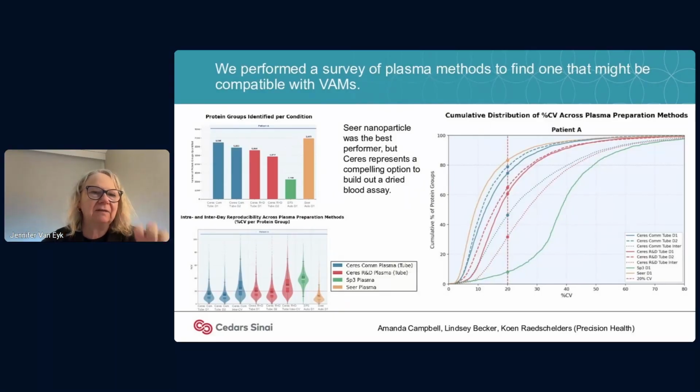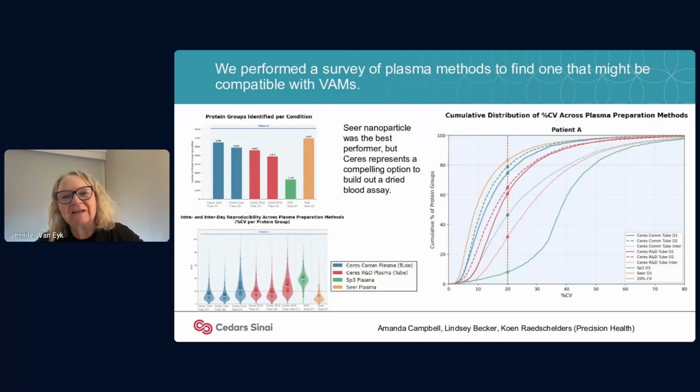The intraday is the third one. So the third blue and the third red are the intraday between them. You can see still pretty good. Most of the proteins are hovering around 20% coefficient of variance. But the graph on the right, I really love. I think this tells you everything.